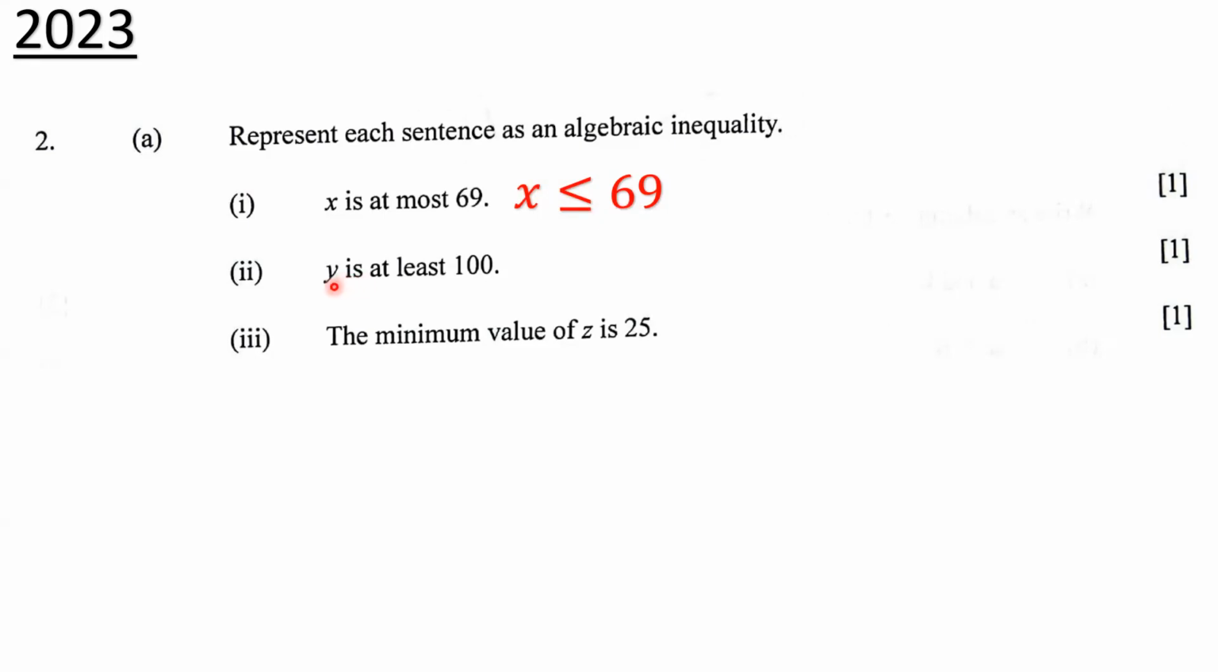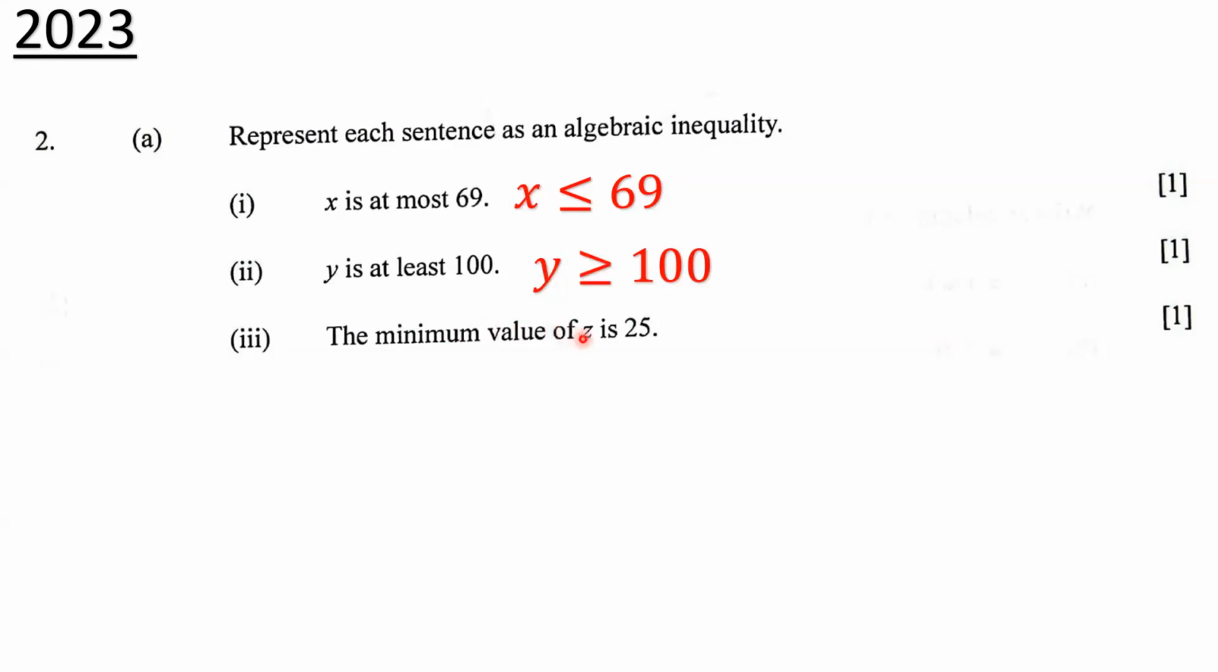And then we say y is at least 100. Y is at least 100, which means that the lowest that y could be is 100. And so that means that y could be 200, y could be 300, y could be 400, y could be 800. But the lowest that y could be is 100. So we say y is greater than or equal to 100.